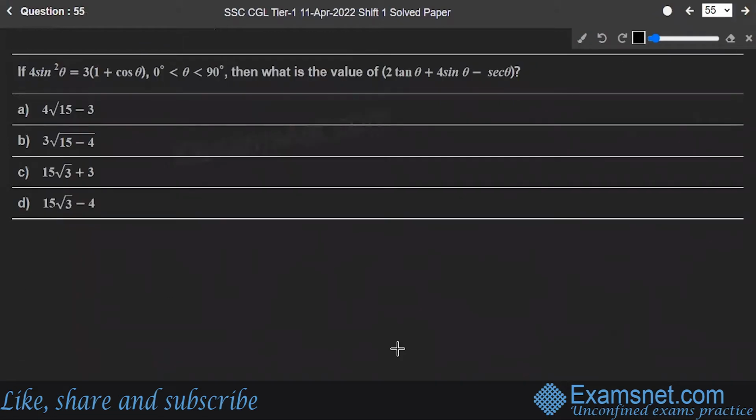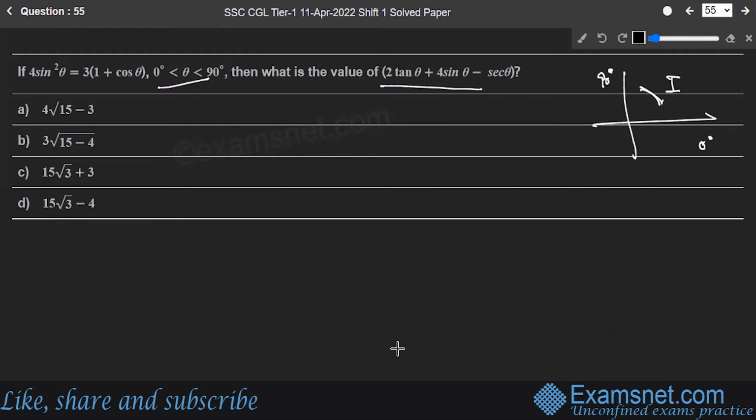Question number 55. If 4 sine square theta is equal to 3 into 1 plus cos theta, where theta lies in the first quadrant, see, theta lies between 0 and 90 degrees. So here is 90 degree, here is 0 degree. So theta lies in the first quadrant itself. Then what is the value of 2 tan theta plus 4 sine theta minus secant theta?